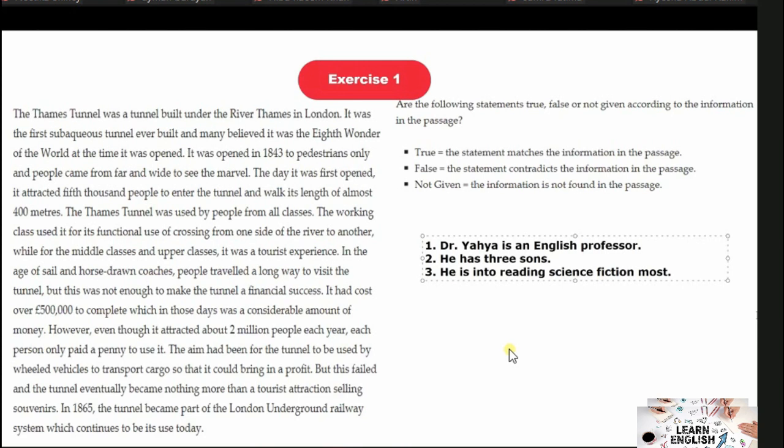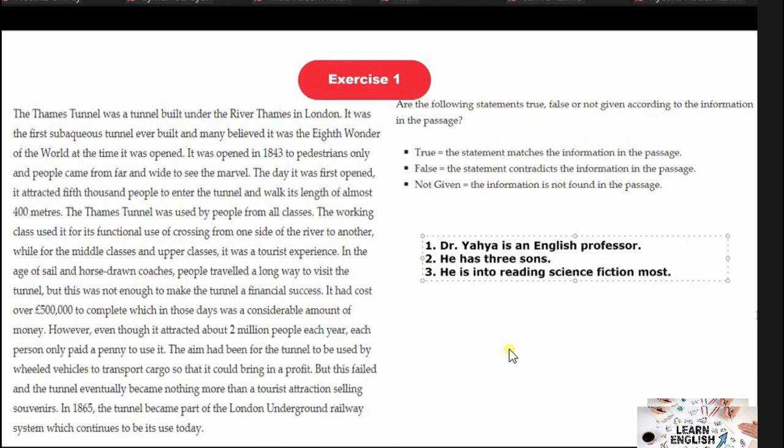Number two, he has 3 sons. This is false, because this contradicts the piece of information given in the passage. In the passage, it says he is married with 3 children. 2 of them are sons, while 1 of them is a daughter, right? So the information here in the question contradicts that in the passage.